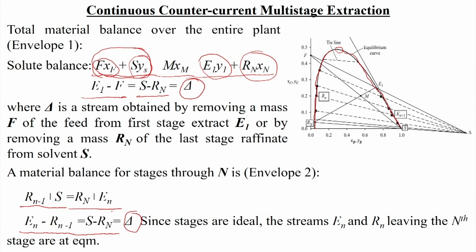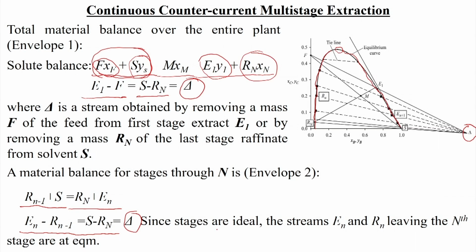So, if we do this repeatedly for all the stages, we will get one difference, that is extract minus raffinate. So, that is the delta, and that delta we will get here. How to get this, we will discuss in detail.